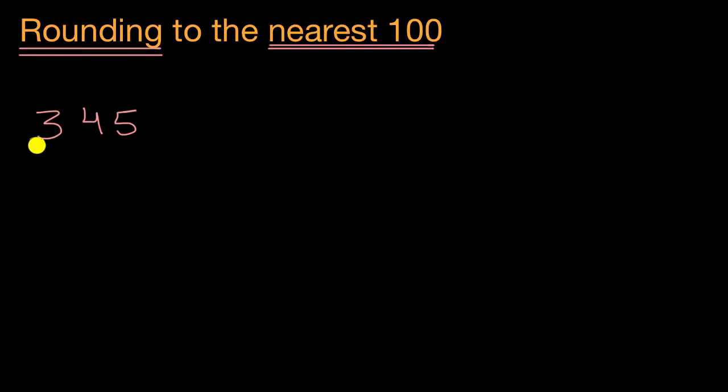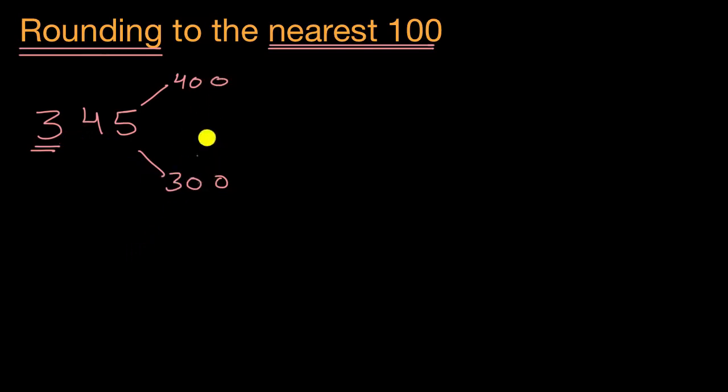And what we want to do is first look at the hundreds place. And you can see 345 is 3 hundreds, 4 tens, and 5 ones. So the number of hundreds that is right below 345 is 3 hundreds. So it's between 3 hundreds, 0 tens, and 0 ones, and then the number of hundreds that's right above this number is 400. We're in between 300 and 400. So if we're going to round this to the nearest 100, it's going to go to one of these two.